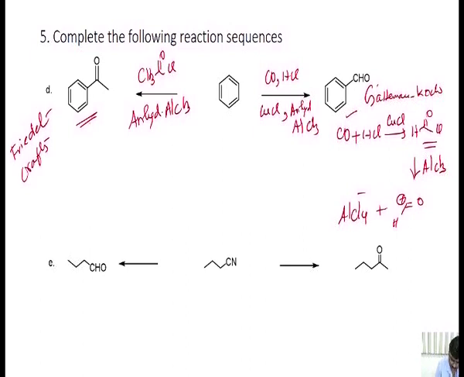The next example involves the transformation of nitrile to ketone and aldehyde. Nitrile can be converted to aldehyde by a two-step process. When you react with tin chloride in the presence of HCl, you will be able to form an imine intermediate.